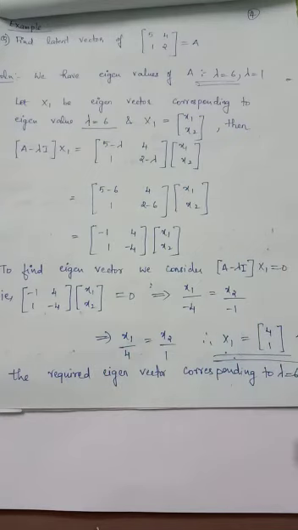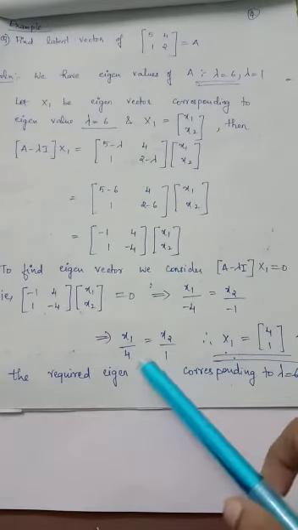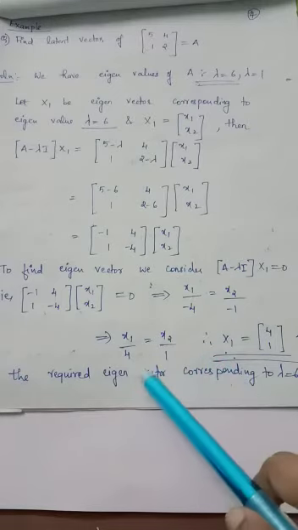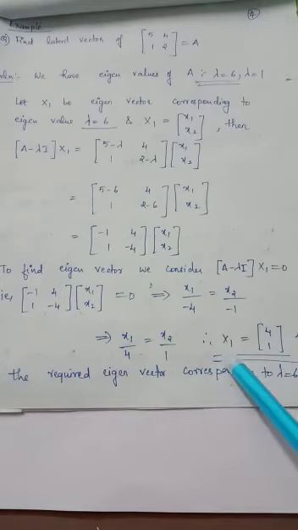Minus 1 is the common factor. Taking out the common factor, we have x1 by 4 equal to x2 by 1. Looking at these ratios, we can write the eigenvector corresponding to lambda equal to 6, which is x1, x2 equal to 4, 1.